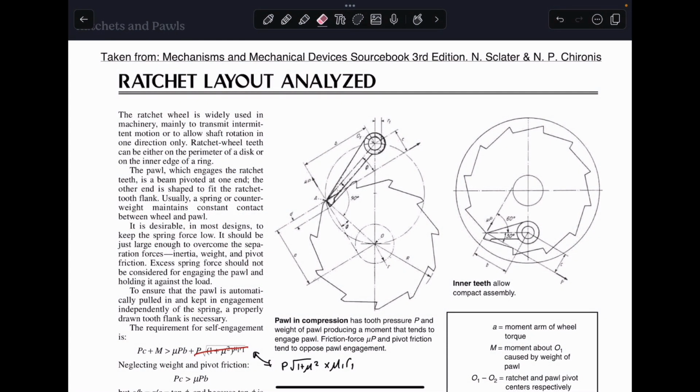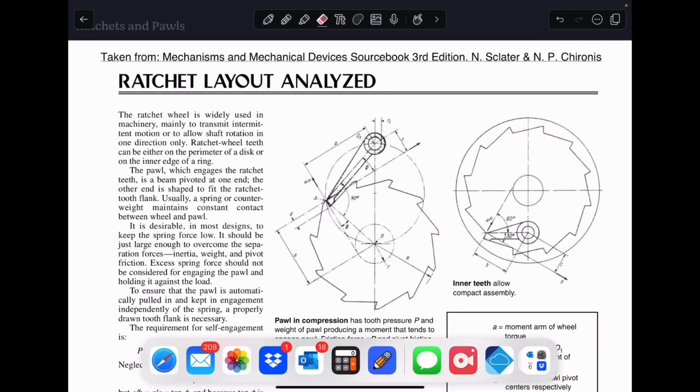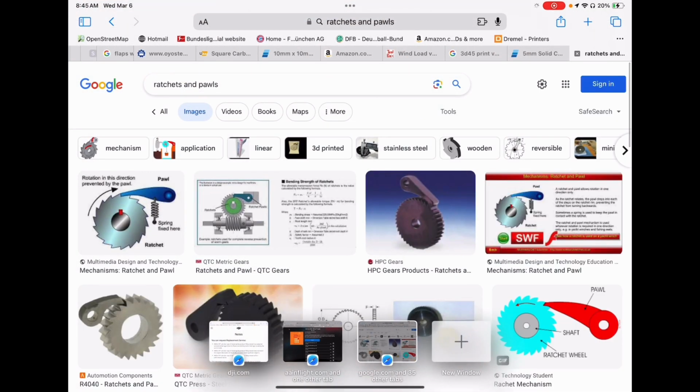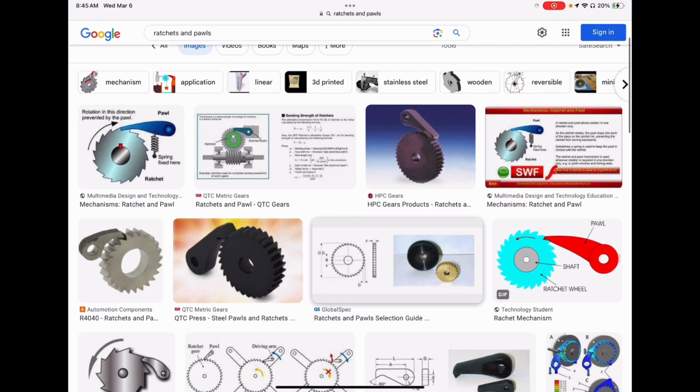Okay, so this is ratchets and pawls. A ratchet is a device that allows motion in one direction but positively prevents it in another direction. I'll just give you an example here online. These are just some examples when you do a Google search.